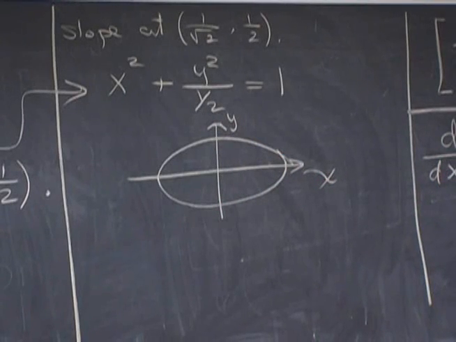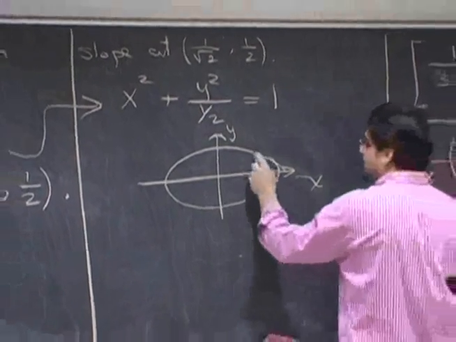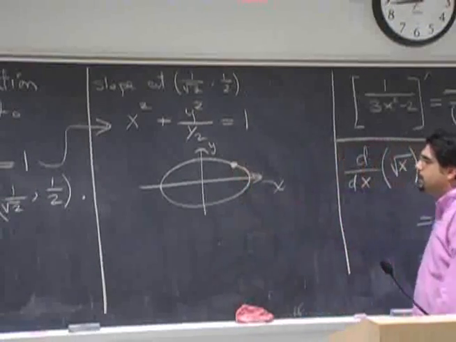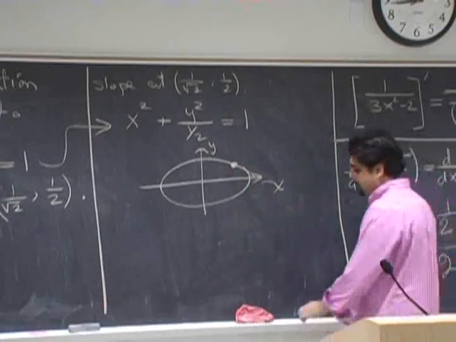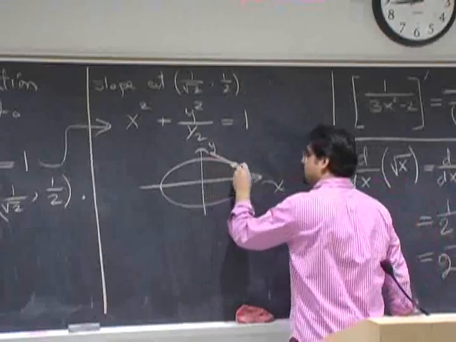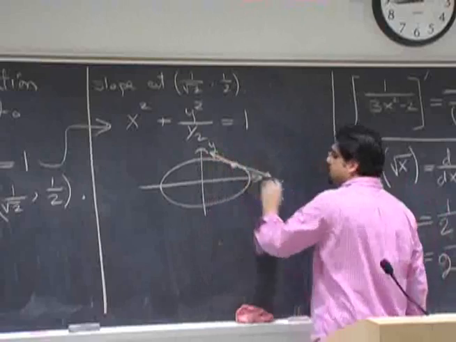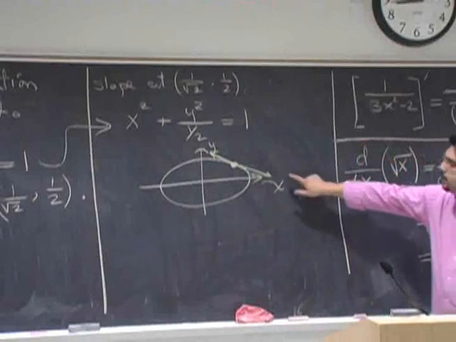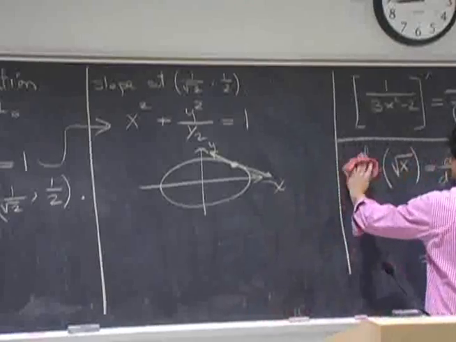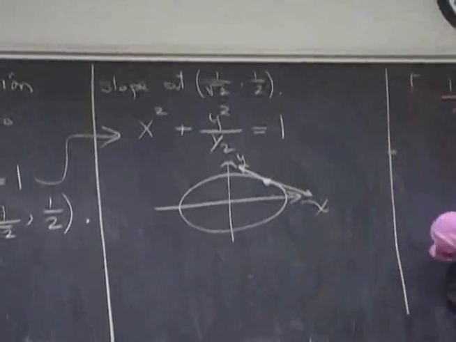Where's the point that we're interested in? Roughly about here somewhere, right? Okay. So what do we expect the tangent line to look like? Maybe something like this. So this is the line that we're looking for. We want the equation of that line. But this problem is very different than the other problems we've done tangent lines for.